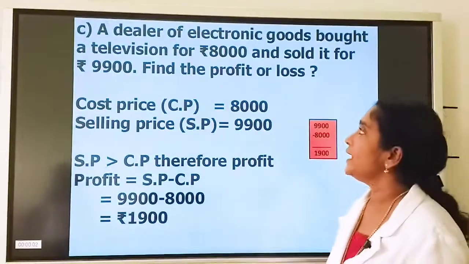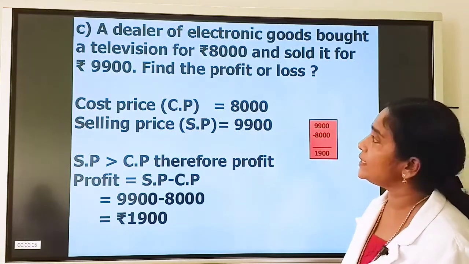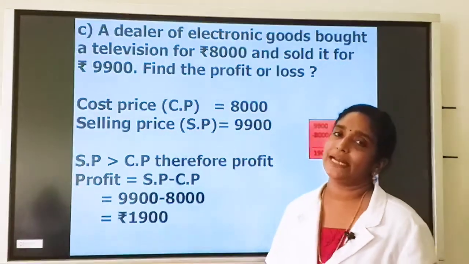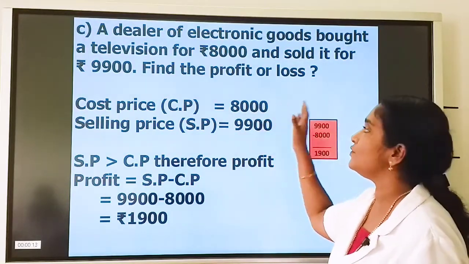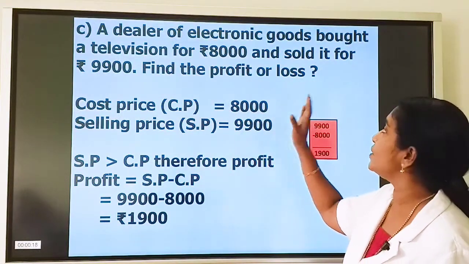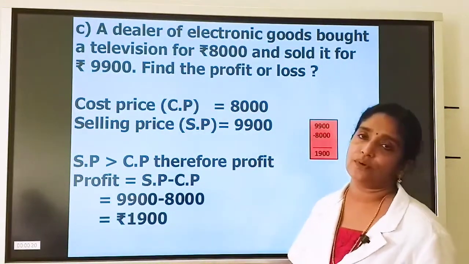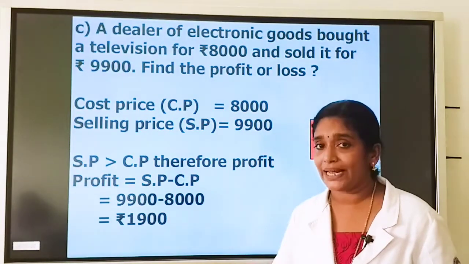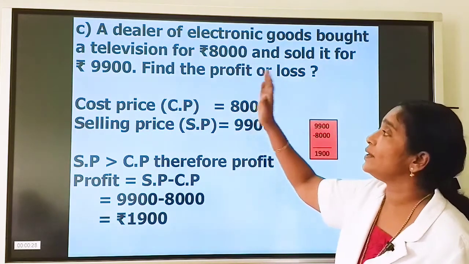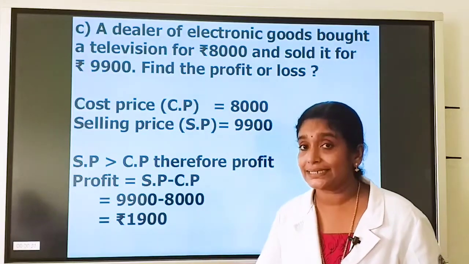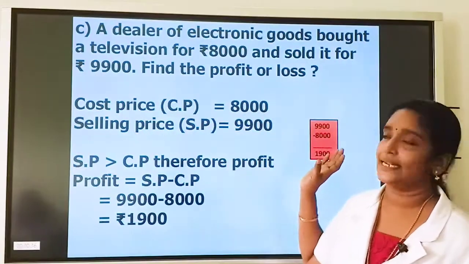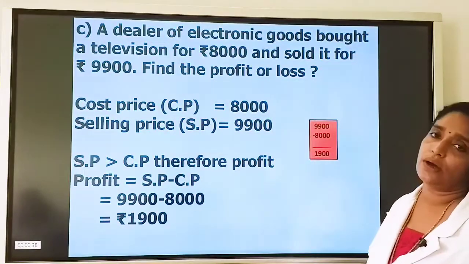Okay, next question. A dealer of electronic goods bought a television for rupees 8,000 and sold it for rupees 9,900. Find the profit or loss. So, read the question one more time. A dealer of electronic goods bought a television for rupees 8,000. That means cost price is 8,000. And sold it for 9,900. So, what is the selling price? 9,900. Find the profit or loss.